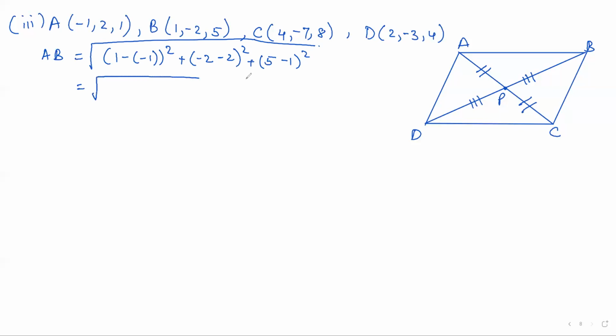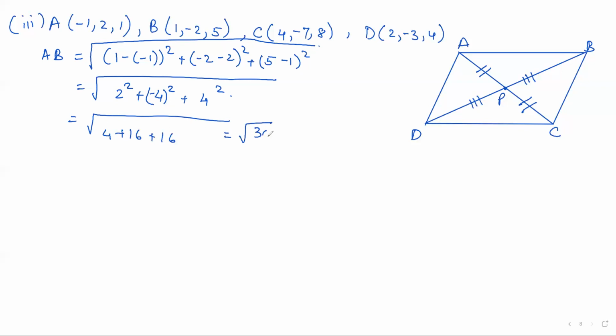This is equals to root of 1 minus of minus 1 is 2 square, plus minus 2 whole square is minus 4 square, plus 5 minus 1 is 4 square. This is equals to root of 2 square, 4, 4 square plus 4 square is twice of 4 square. So 4 plus 16 plus 16, 16 plus 16, 32 plus 4, 36, root 36, which is equals to 6. So AB is equals to 6 units. It's not mentioned whether it's centimeter or meter, so we'll use the word units.